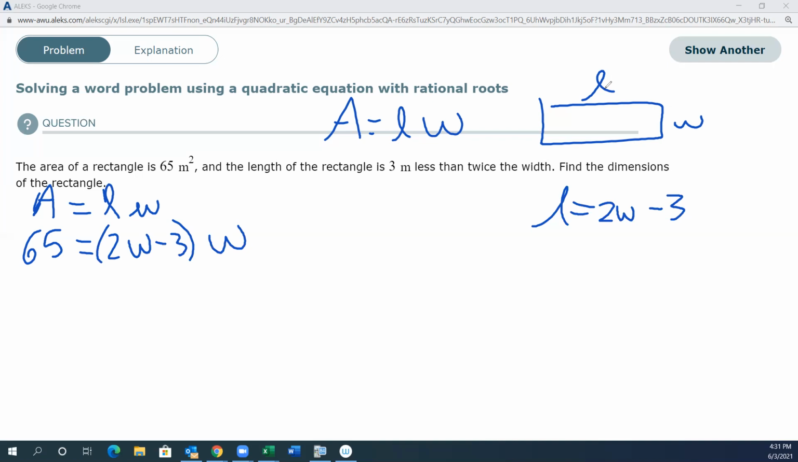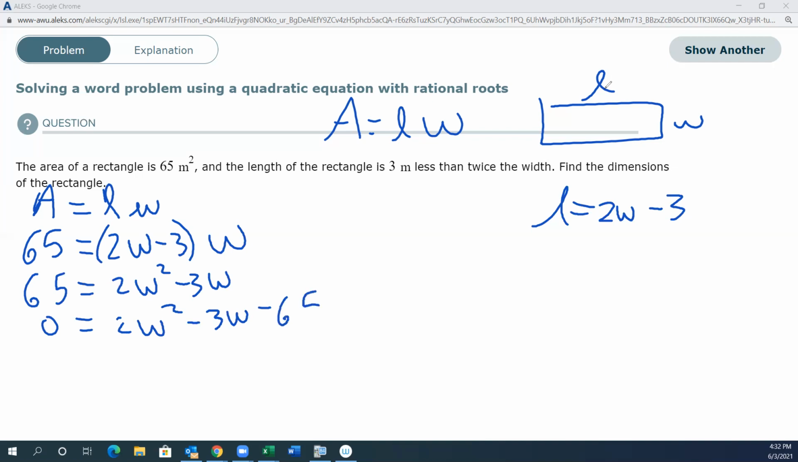Now I've got an equation where I can solve for W. I can find that width. So next, I've got to get rid of those parentheses. So I get that. Then I'm going to subtract 65 from both sides because I've got to get everything on one side so that when I factor, I'm able to set each factor equal to 0. All right. Now it's time to factor, and I'm just going to write it down because we've done this a lot.